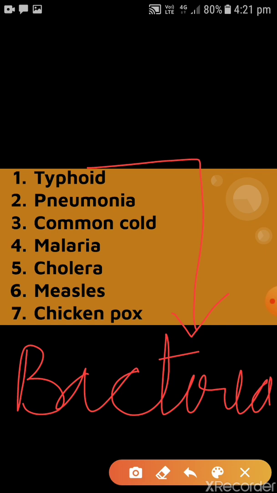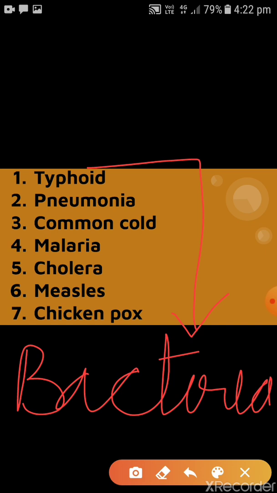So when we are talking about these diseases, we need to find out from the classification of microbes which microorganism is responsible. So I'm going to tell you the pathogen responsible for this disease, the name of that pathogen. So for typhoid, bacteria is responsible, children.